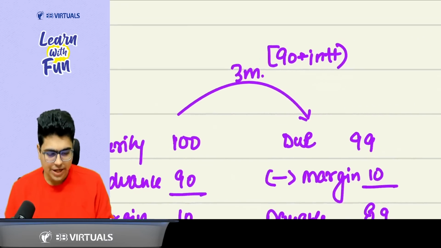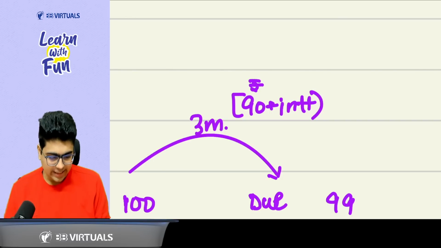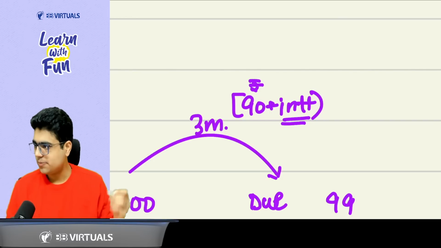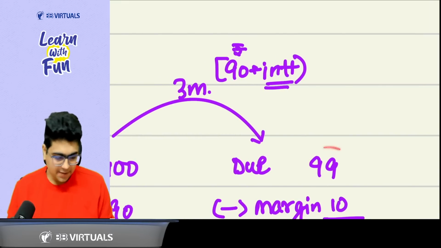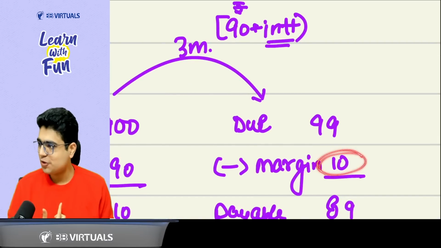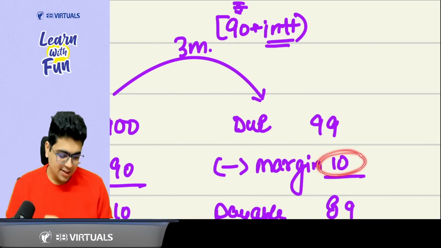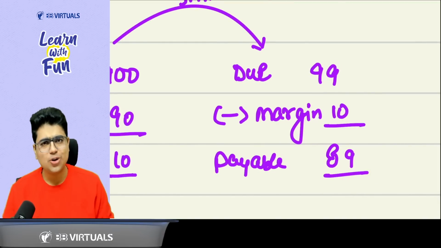Yes, sir. Now let's say the borrowing is for 3 months, and after 3 months the borrower is required to pay rupees 90 plus the interest amount. Let's say after 3 months the due amount is 99. The borrower's due amount is 99, but we already have the margin of rupees 10. Yes or no? Yes, sir. So the borrower is required to pay only 89.